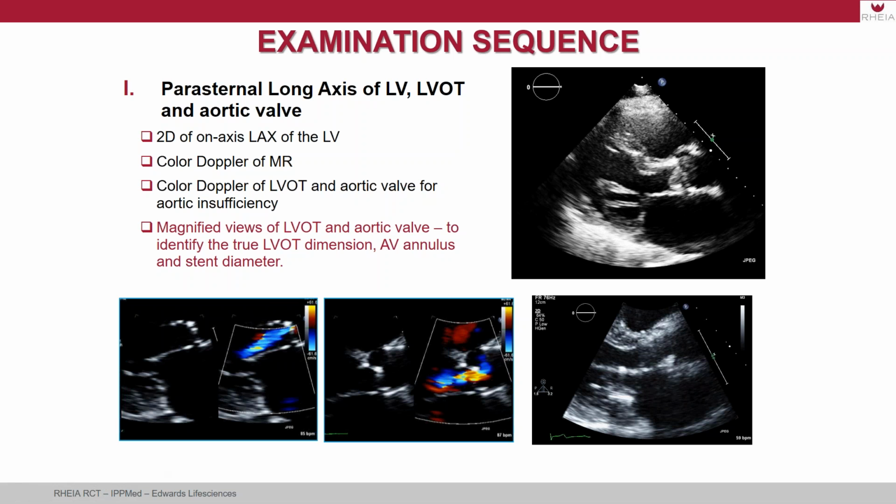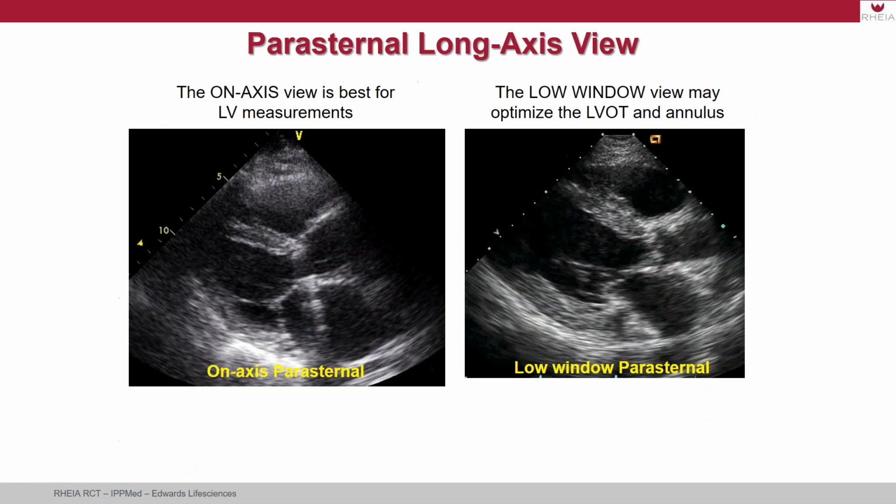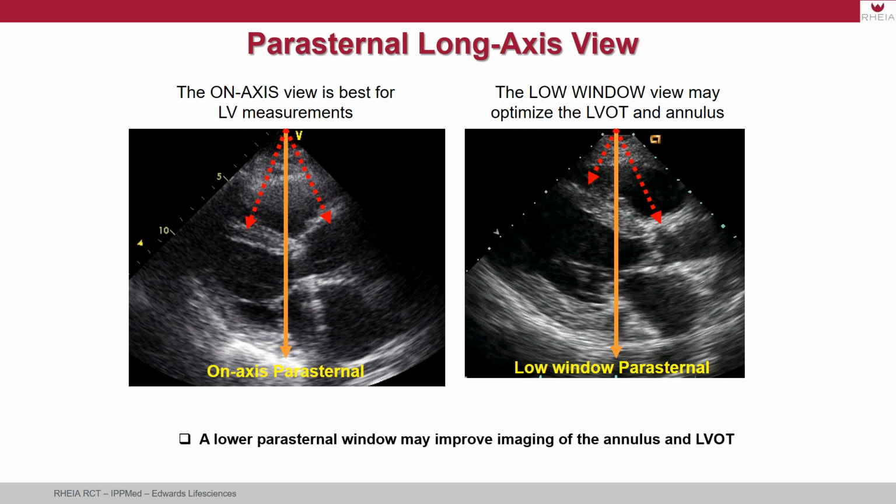But if you do paired imaging, please make sure to also give us the 2D and color Doppler separately, because the limitation with paired imaging is that it reduces substantially the frame rate. So if you do paired, it's okay, but also give us 2D. For the parasternal long axis view, we would like one that is on axis, which is best for measurements of LV dimension, and another which is what we call a low window, best for optimization of visualization of the LVOT and aortic annulus.